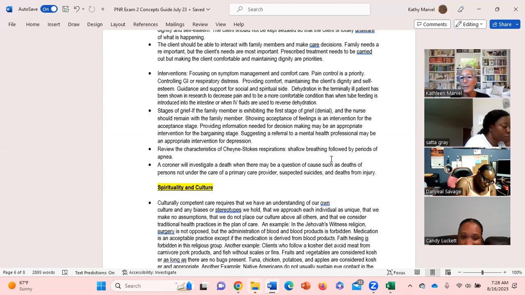Let's say a client has said, I don't want any more feeding tubes. I don't want any more treatments. And the family's saying, no, you can't let them starve or whatever. You have to step back and try and explain to the family.